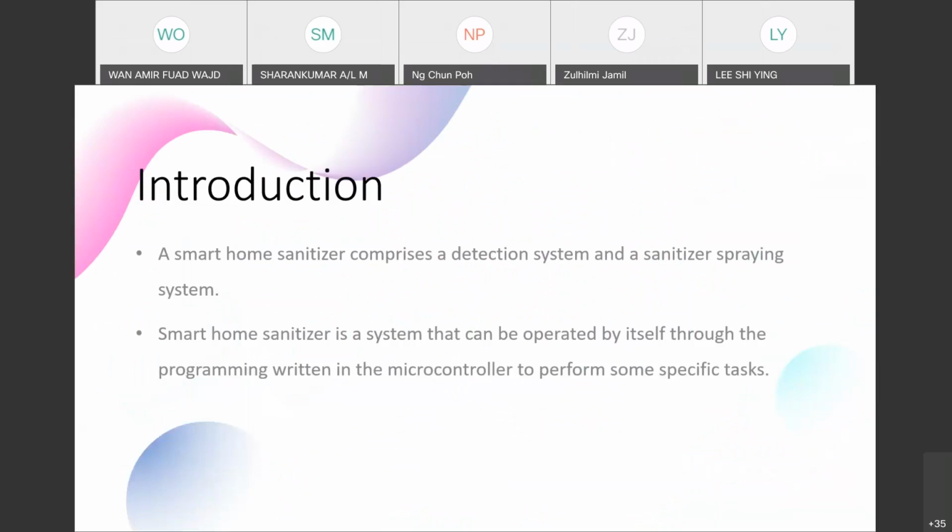Firstly, I'm going to introduce what a Smart Home Sanitizer is. A smart home sanitizer comprises a detection system and a sanitizer spraying system. It is a system that can be operated by itself through programming written in the microcontroller to perform specific tasks. The microcontroller used in this project is Arduino. Arduino is an open source electronics prototyping platform based on flexible, easy to use hardware and software.